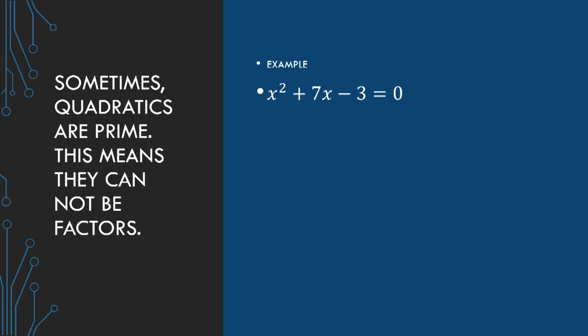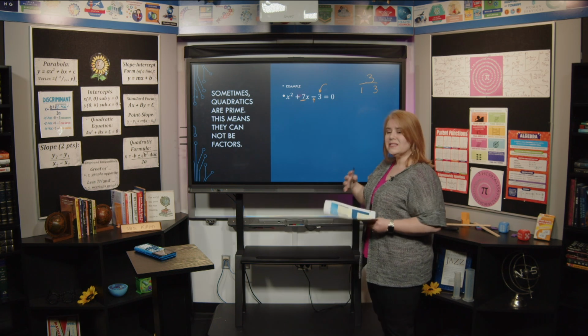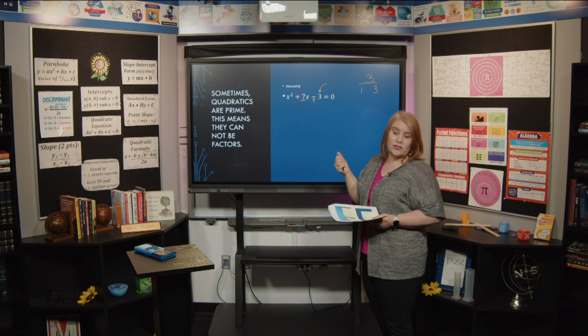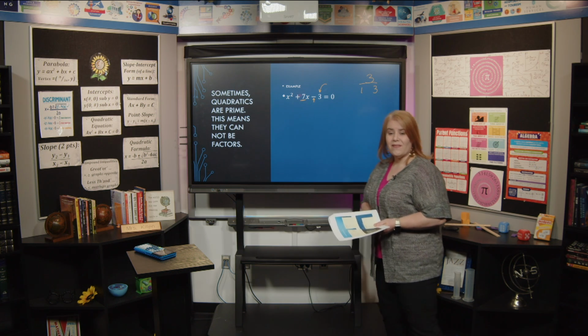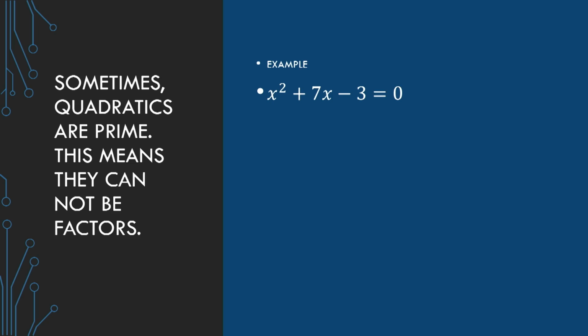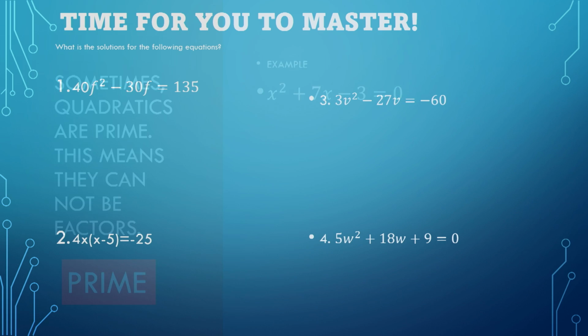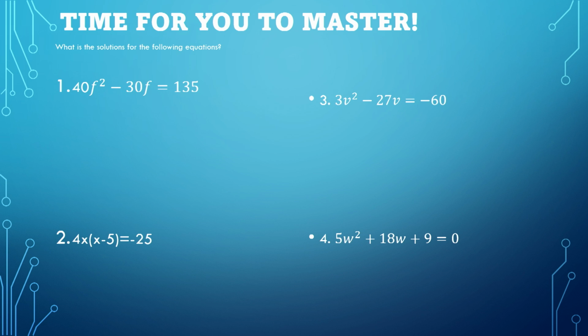Do I have any factors of 3 that will subtract to give me a 7? Well, my factors of 3 are 1 and 3. I subtract them, I get a -2. So there's no possible way that I can use those factors of 3 to get me a +7. So Ms. Killen, what are you trying to say? I'm saying that that polynomial is prime. I cannot factor it using factoring. I can't do it.